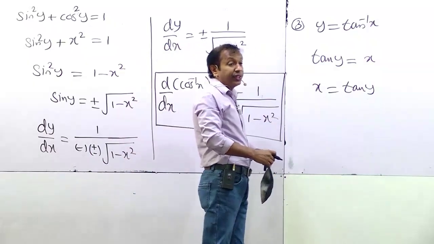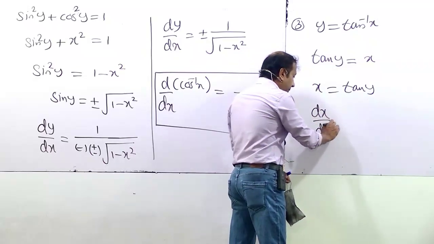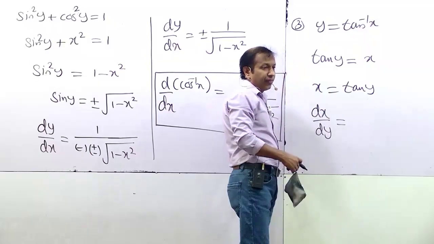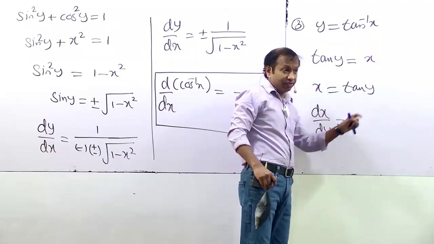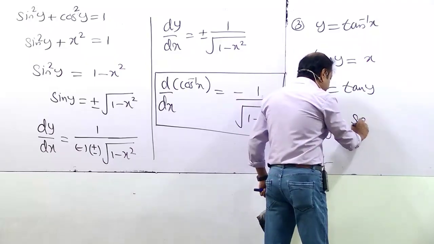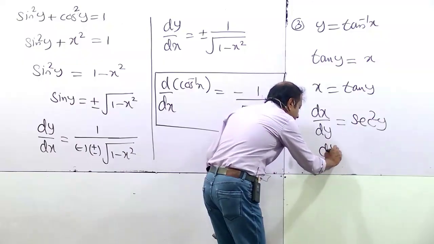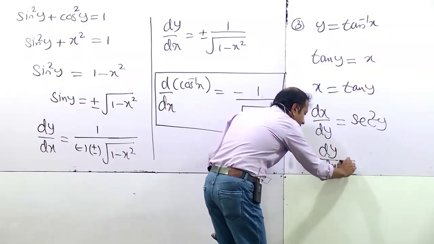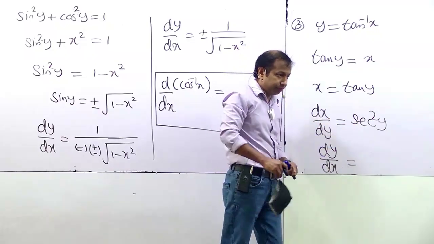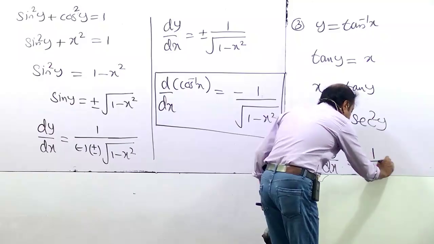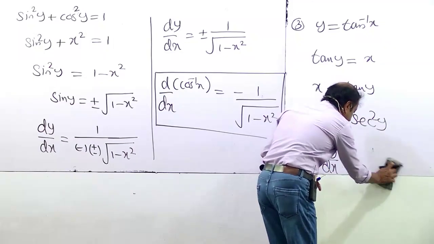Now, what derivative can you find? dx over dy. What is the derivative of tan? Sec squared y we get. Then what is dy over dx? dy over dx is what? 1 over sec squared y. Yes.